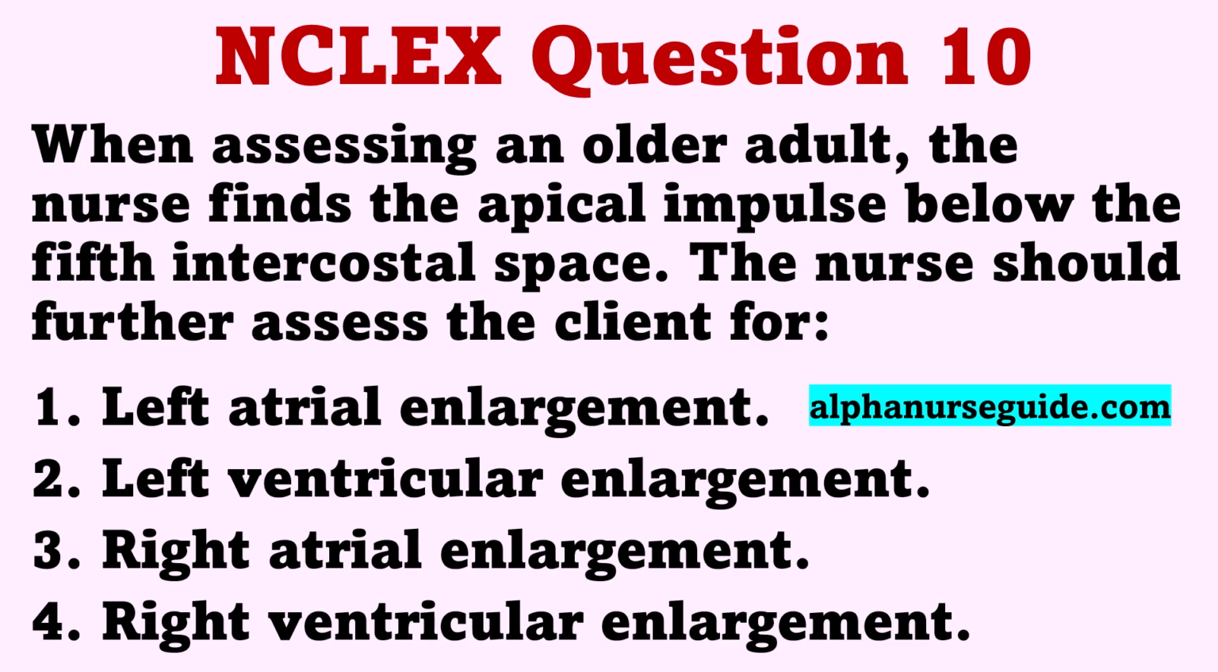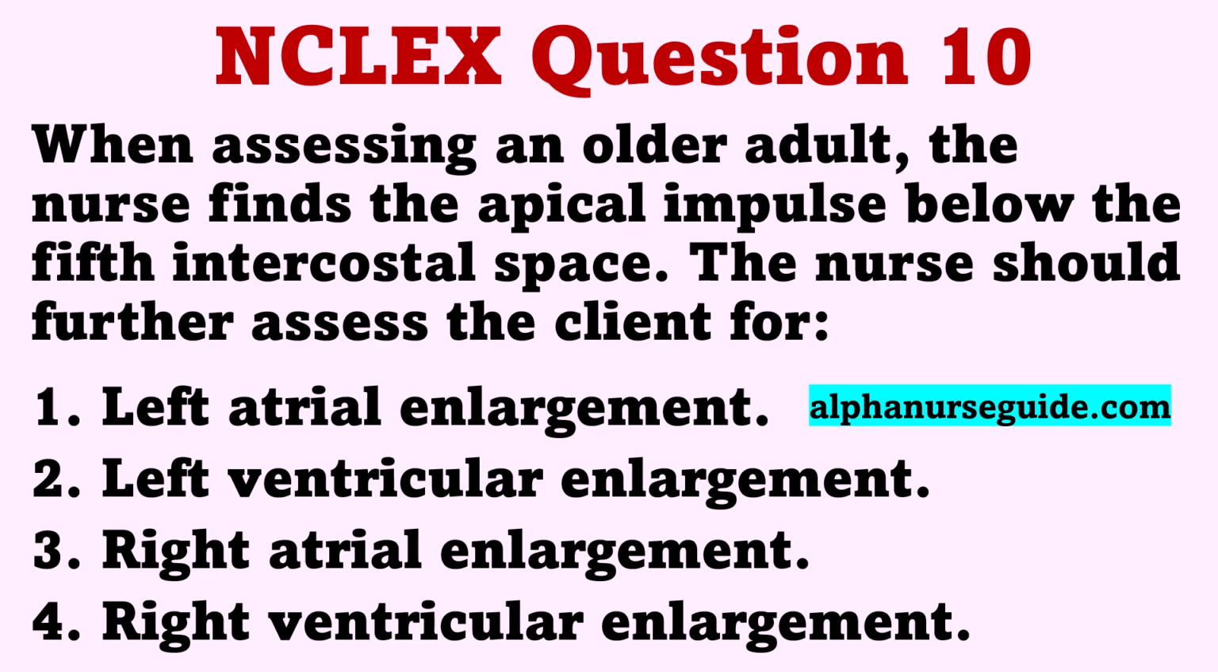When assessing an older adult, the nurse finds the apical impulse below the fifth intercostal space. The nurse should further assess the client for 1. Left atrial enlargement. 2. Left ventricular enlargement. 3. Right atrial enlargement. 4. Right ventricular enlargement.